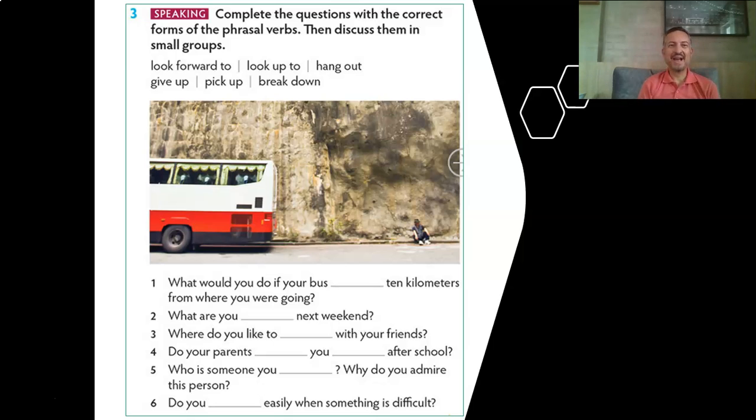Okay, so let's correct activity number 3. So what would you do if your bus, stop working because of the engine, 10 kilometers from where you were going? What's here? Yes, break down. But here you have to use broke down because it's an imaginary situation. So what would you do if your bus broke down 10 kilometers from where you were going?